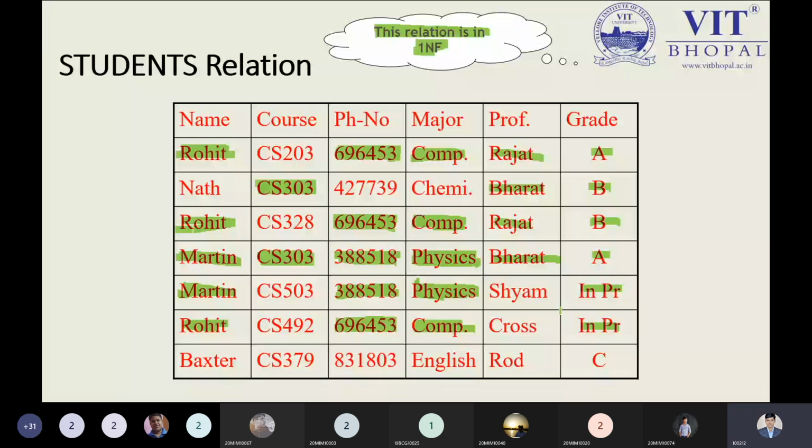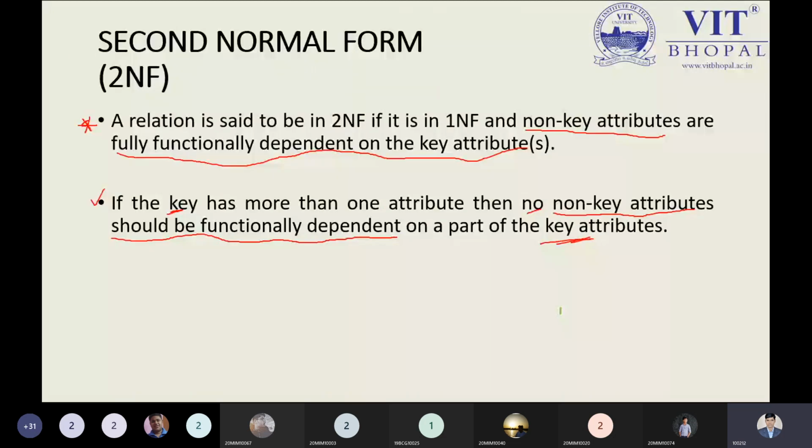And second normal form is saying to us, that is a key point you have to keep in mind. So what is the second normal form actually? We have found that there is some problem in the first normal form, so we have to move into the second normal form. A relation is said to be in second normal form if it is in the first normal form and non-key attributes are fully functionally dependent.